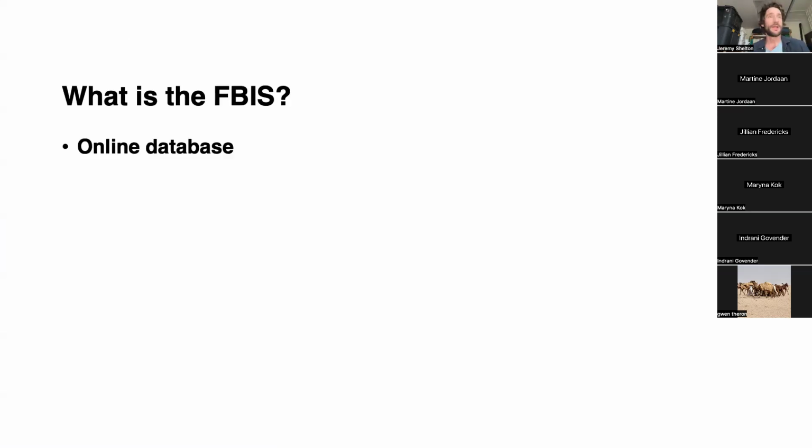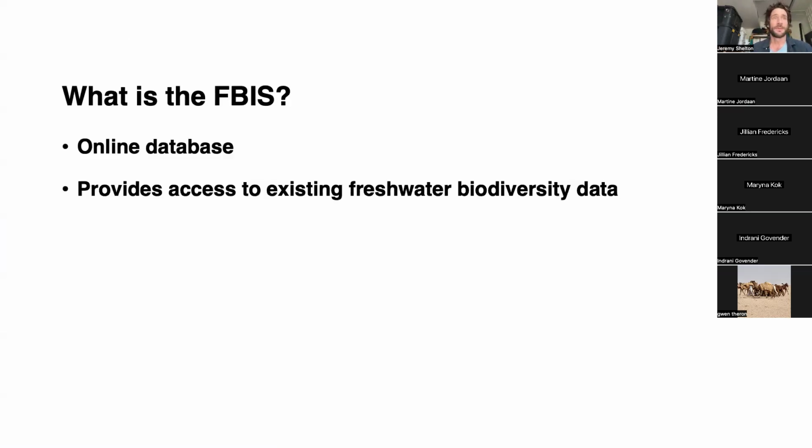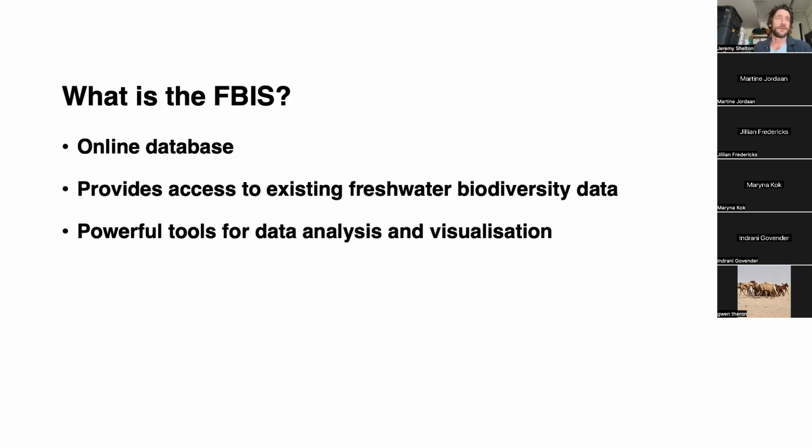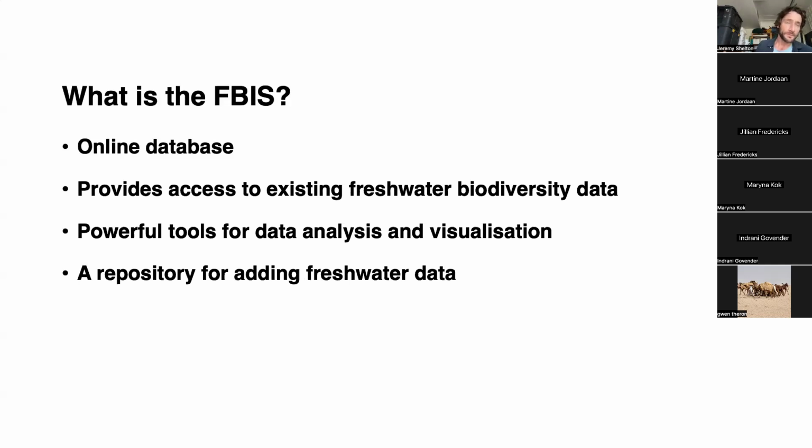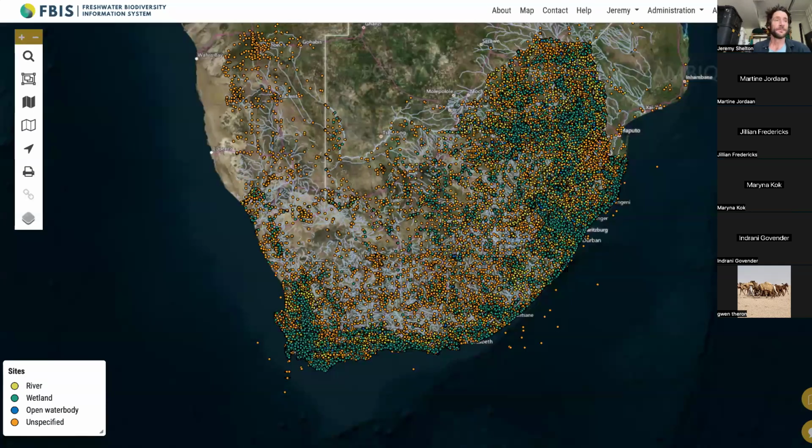What is the FBIS? In a nutshell, it's an online database. It provides access to existing freshwater biodiversity data. It brings data sets together from a range of different places, as I'll explain. It provides some pretty powerful tools for analyzing, grouping and visualizing freshwater data. And importantly, it's also a repository for adding freshwater data to. So on the one hand, it's creating access to existing or historical data sets, but moving forward it's also a great place to add data to, and we'll get into that a little bit as well.